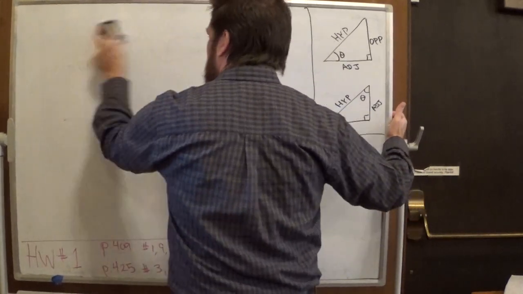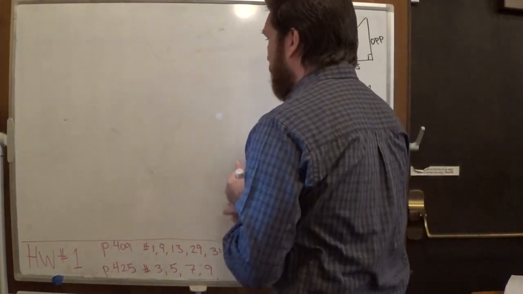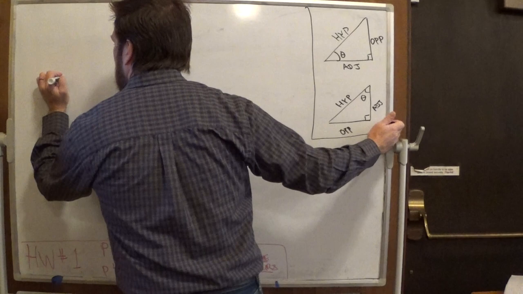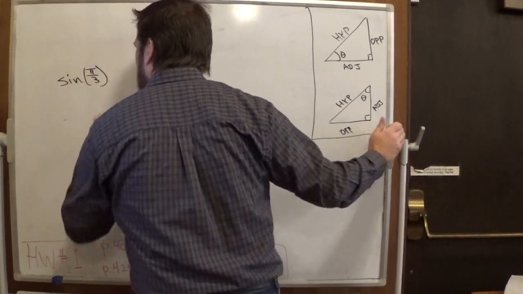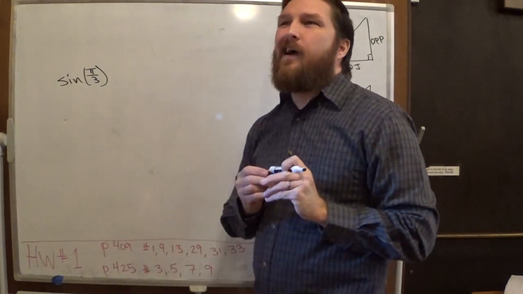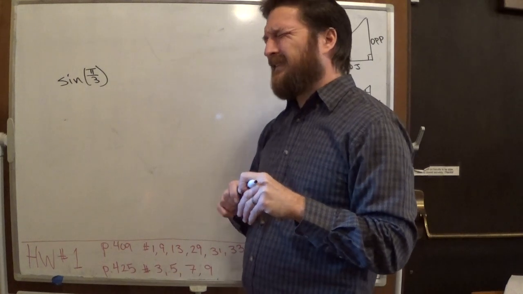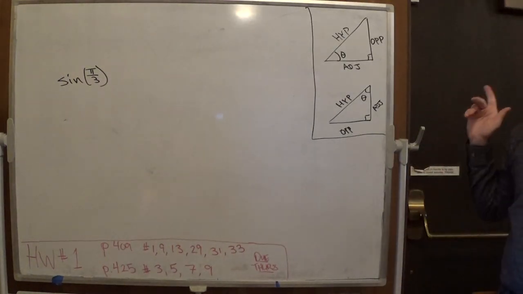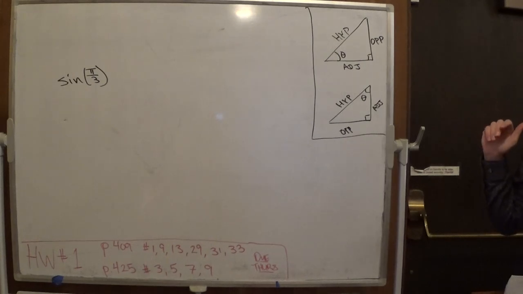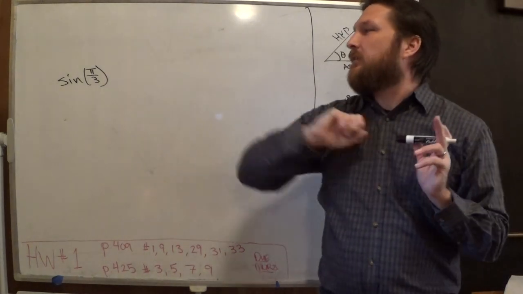All right, so let's do some examples. Let's say I wanted to figure out what is sine of pi over 3. Well, sine of pi equals 1, right? So it's 1/3. I mean, no. Whoa, wait a minute. What's the only way? What is sine? Sine is what over what? Opposite over hypotenuse. And so if we have this guy right here, what triangle are we going to need to draw?